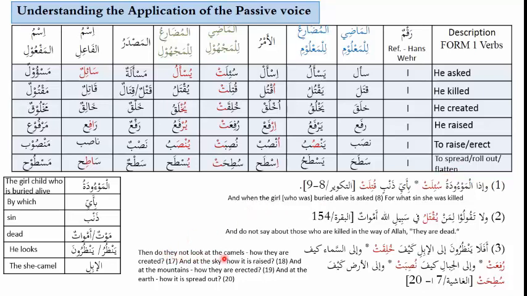Then do they not look at the camels, how they are created, actually she camels, and at the sky, how it is raised, and at the mountains, how they are erected, and at the earth, how it is spread out. So I think this would have really given you a clear understanding of this entire concept. And may Allah bless us and guide us and help us and strengthen us to continue upon this. I'm telling you, these are the most important things, and the rest of it is only going to be building on this, and it is going to become easier and easier, inshallah.